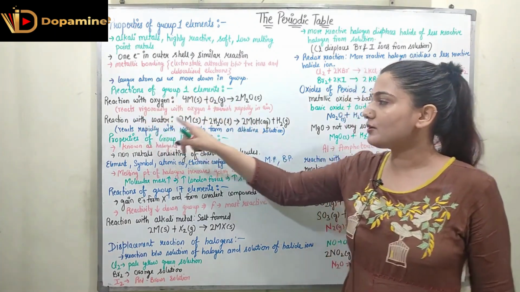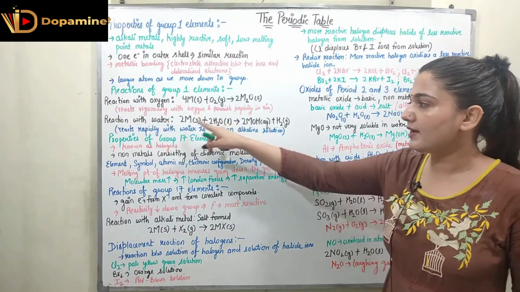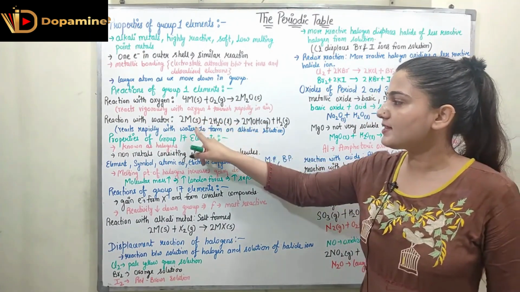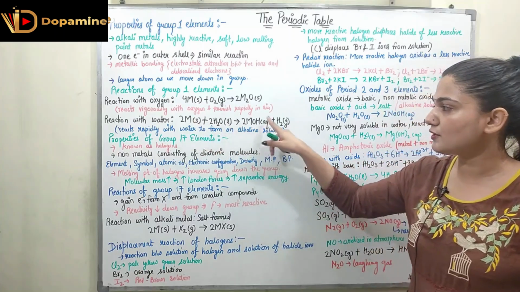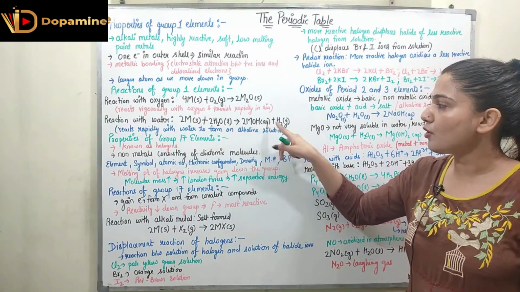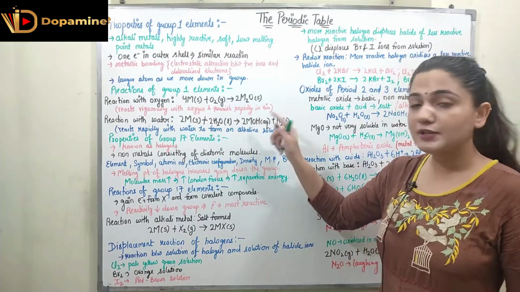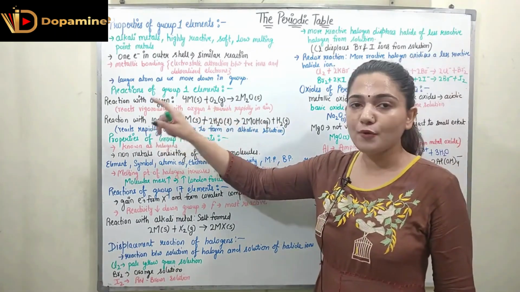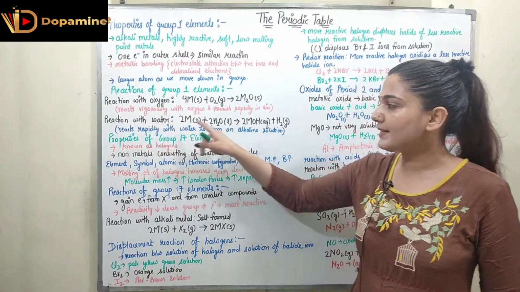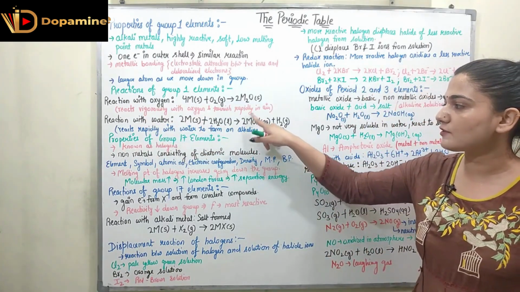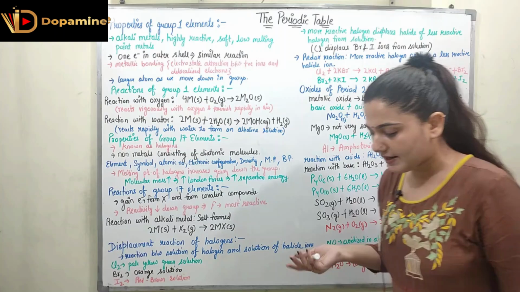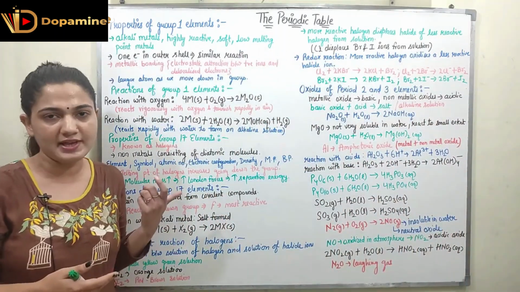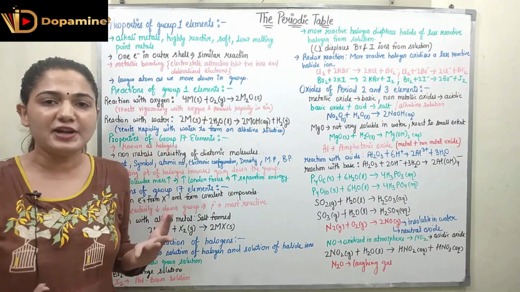Then coming to the reaction with water. So 2M, where again M represents the group 1 atom, reacts with water. M is in the solid state, water is liquid, and it forms 2MOH aqueous plus H2. This MOH is an alkaline solution. So the group 1 elements react rapidly with water to form an alkaline solution. Again, you can replace M with the symbol of any group 1 element and get the desired reaction.